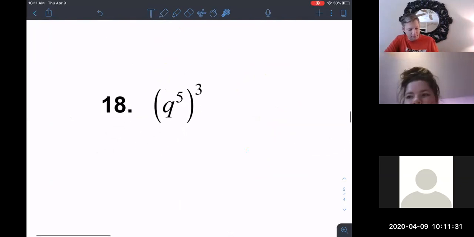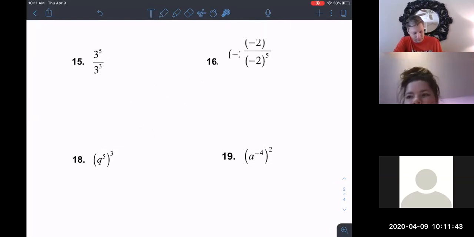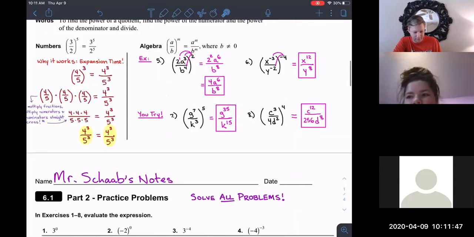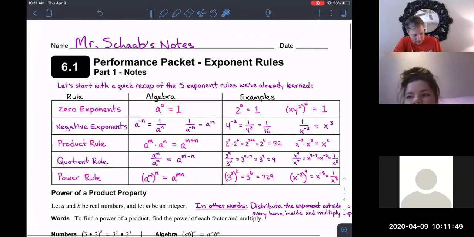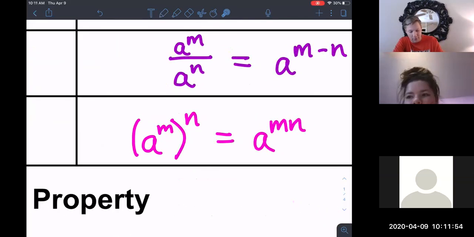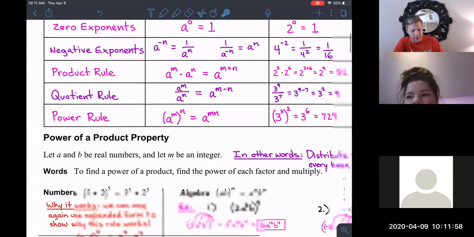Let's talk about 18. What rule are we going to use here? The product rule? Not product rule. Oh, the power rule. Right. Power rule because there's only one base. It's a base with an exponent being raised to another exponent. So that's what it looks like. So we're going to multiply the exponents.